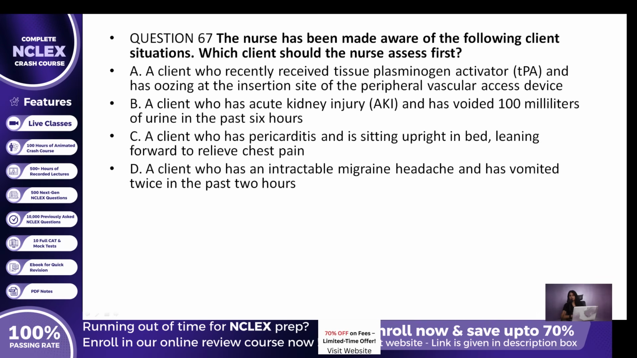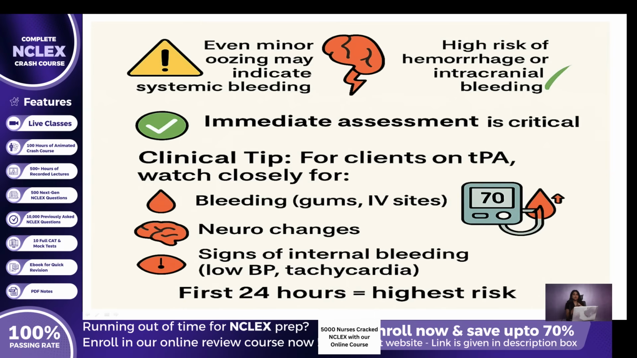The correct answer is option A. A client who recently received tissue plasminogen activator and has oozing at the insertion site. TPA is a powerful thrombolytic that carries a high risk of bleeding. Even minor oozing may signal systemic bleeding or a developing coagulopathy. This client must be assessed immediately to prevent serious complications like hemorrhage or intracranial bleeding. Clinical tip: always prioritize signs of bleeding in clients on TPA, especially within the first 24 hours. Watch for oozing, neurologic changes, or signs of internal bleeding.